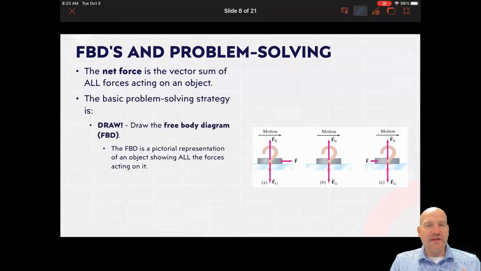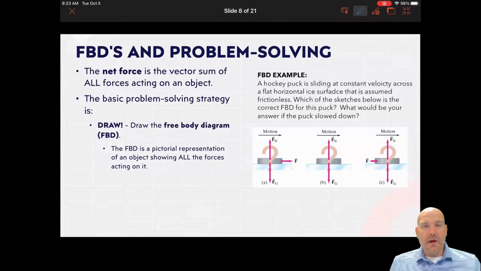So when it comes down to the end, the problem solving is very simple. It's just broken down into 3 words. Okay. And those 3 words are draw, sum, solve. And so the first step is draw, which means you draw the free body diagram, or FBD. Again, it's just a pictorial representation showing, on the object, all the forces acting on it.